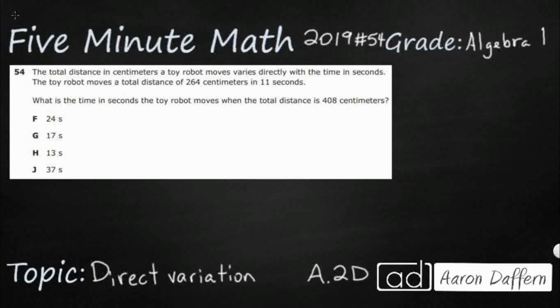Today we are looking at the Algebra 1 concept of direct variation. This is standard A.2D in the great state of Texas, and we are using item number 54 of the 2019 released STAAR test. If you haven't done so already, please go ahead and take a moment to pause the video, work this problem out on your own, unpause it, and we will look at our answers together.